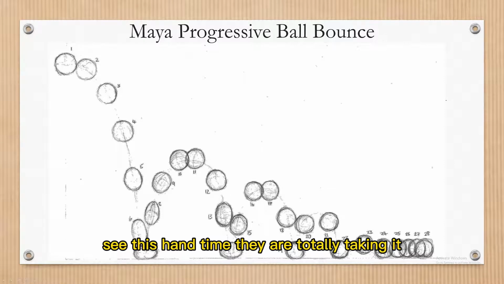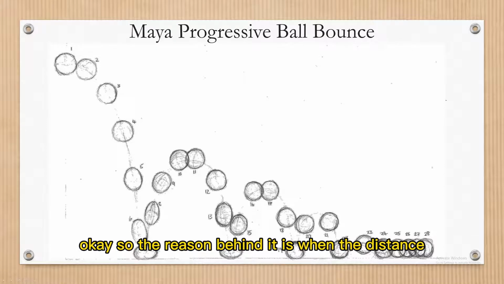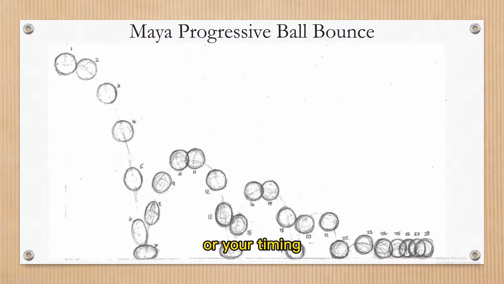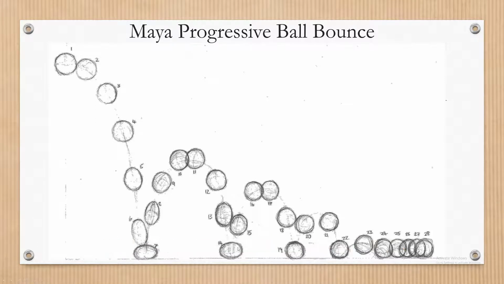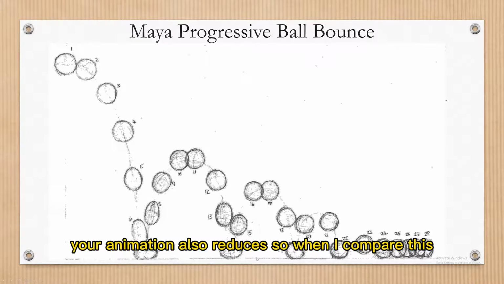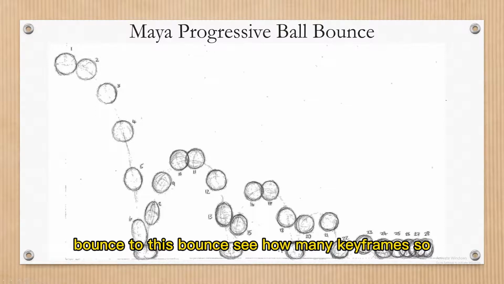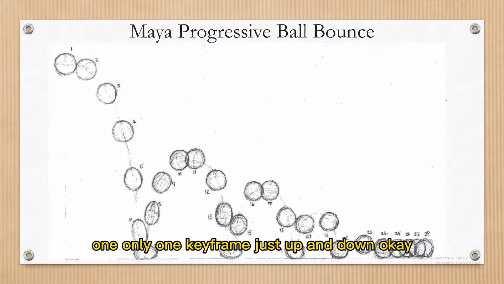See this hang time, they are totally taking it. Can you see? Only the middle part is available. Okay, so the reason behind it is, when the distance or timing between one bounce to another bounce is very limited, you cannot keep many keyframes. Okay, so when the timing reduces, the keyframes inside your animation also reduce. So when I compare this bounce to this bounce, see how many keyframes. So it's going up, again having a hang time, again coming down. So the next one, only one keyframe, just up and down.